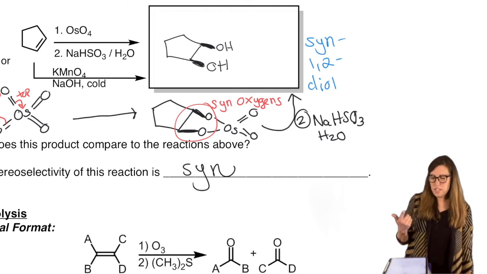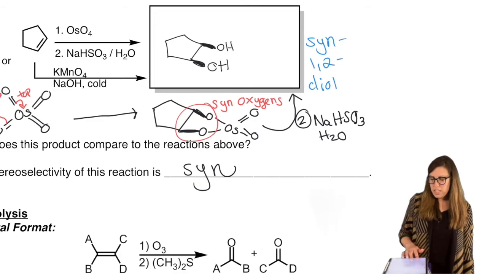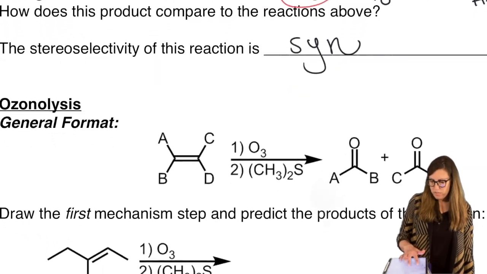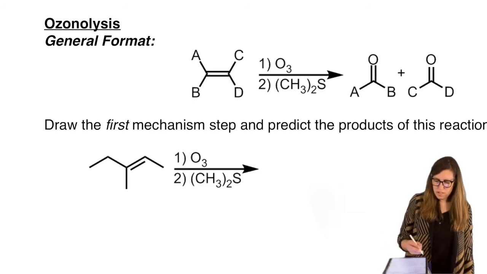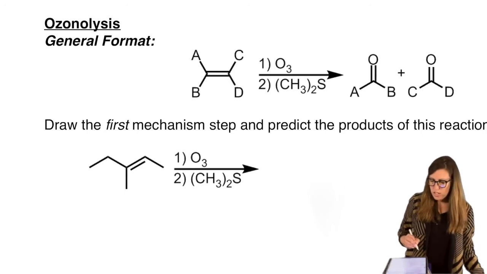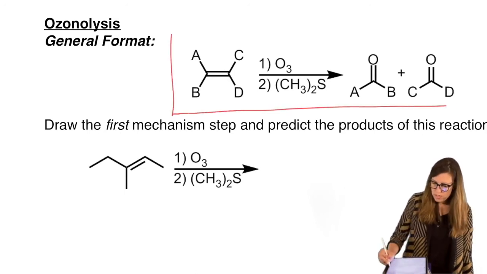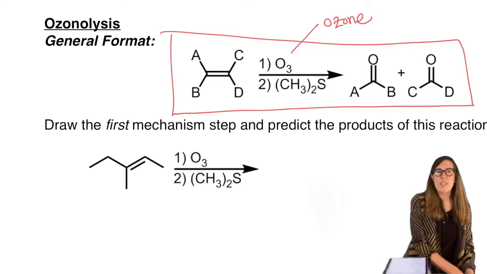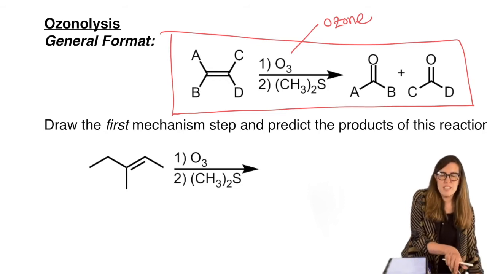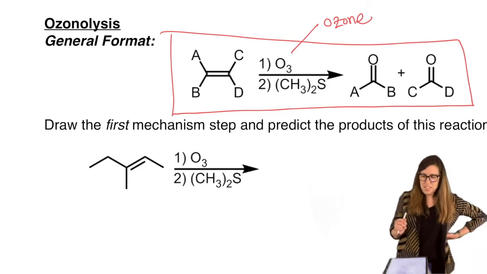Good oxidizing reagents there. Last big oxidation reaction. This is a student favorite. Not sure why. I think it's because there's something kind of rewarding about doing this. So here's our generic format. This is called ozonolysis, using ozone, O3. Okay, not O2, O3. Once again, heavy oxygen content.